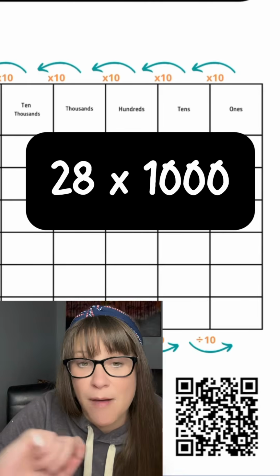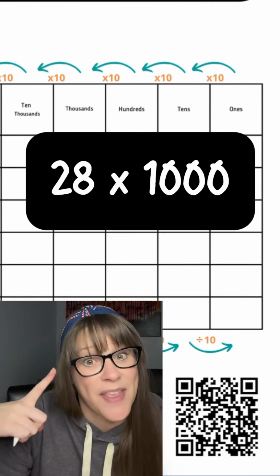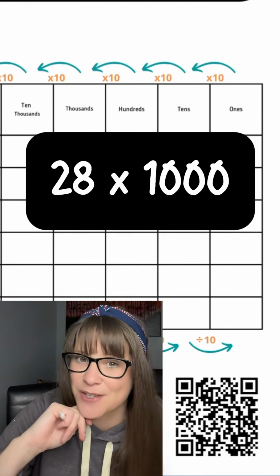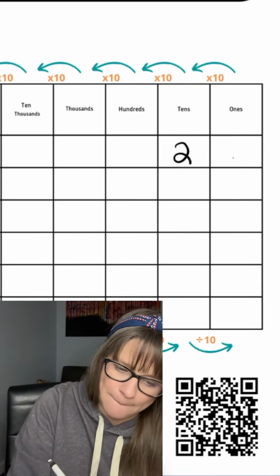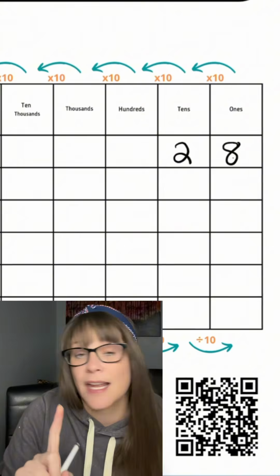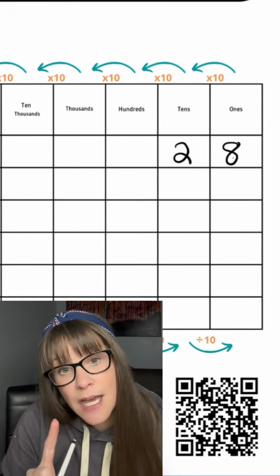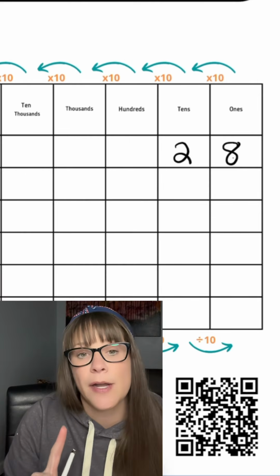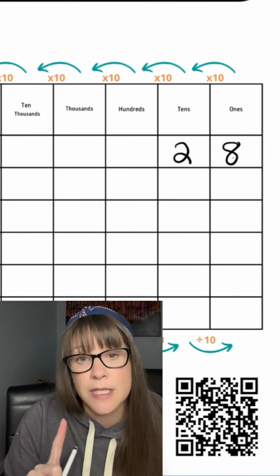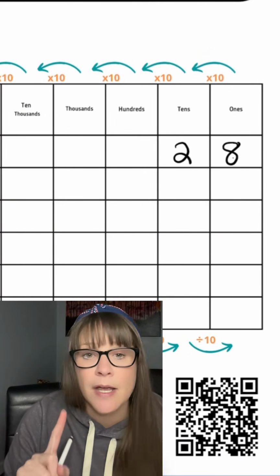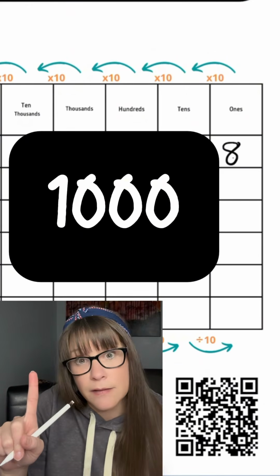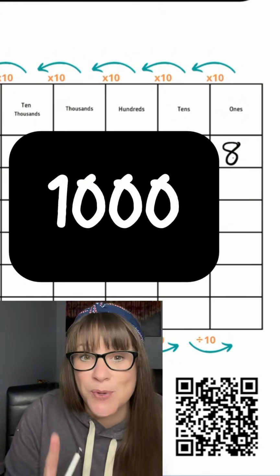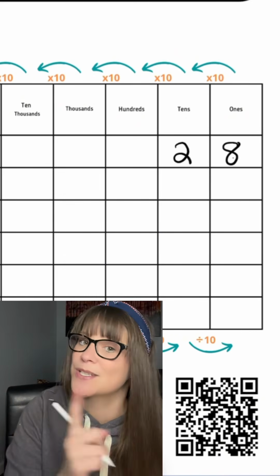Let's try one more problem. 28 times 1,000. Again, step 1, let's place that 28 on our place value chart. 28. Now this time, we're not multiplying by 10 or 100. We're multiplying by 1,000. An easy way to know how many place values you need to move is to count the zeros. And the number 1,000, how many zeros are there? That's right, there's 3. So we're going to move these numbers 3 place values to the left.